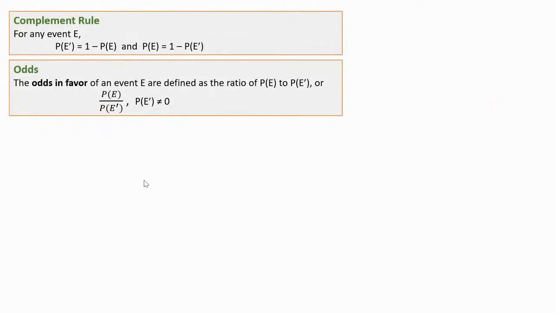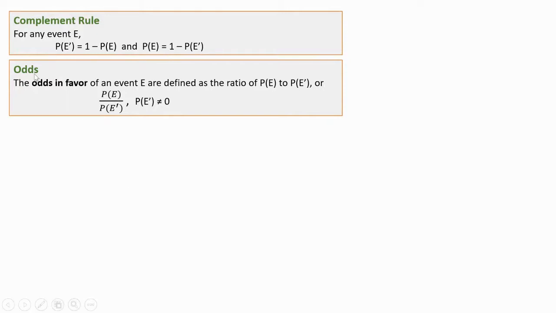Okay, now this is called the complement rule. It says for any event E, the complement means not E. So the probability of the complement of E is equal to 1 minus the probability of E. And vice versa, the probability of E is equal to 1 minus the probability of the complement of E.